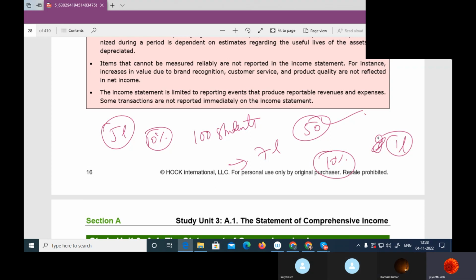Under provisions can happen, over provisions can happen. Those can be adjusted. When you study the chapter called accounting for receivables, you'll be learning that. But my estimate cannot always be right, na? That's what they're saying. So you cannot completely believe the income statement.